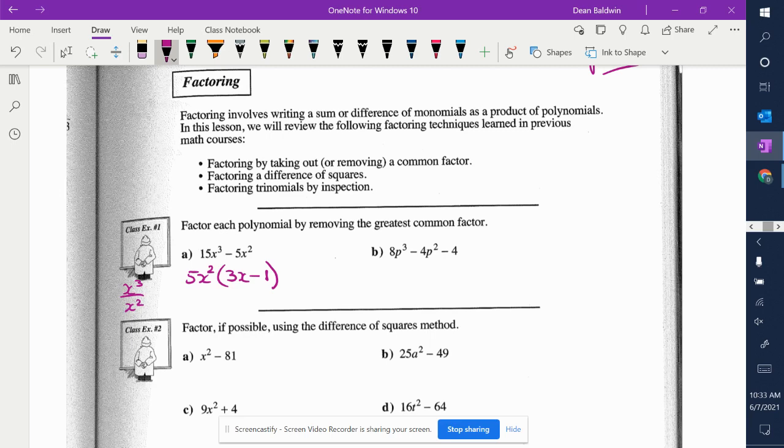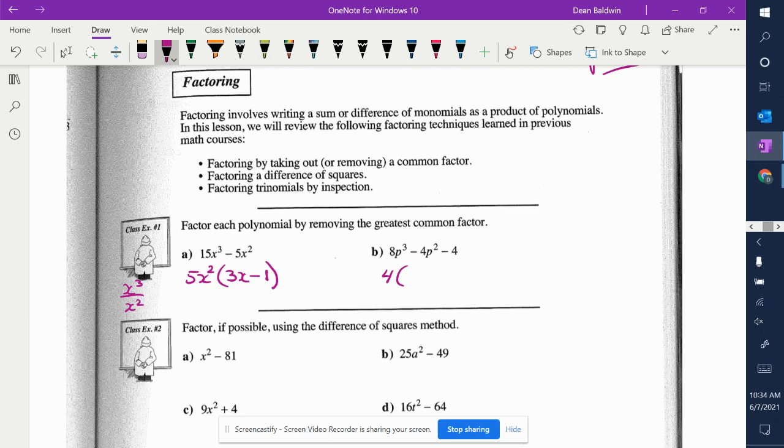Look at the numbers first. What's the common factor of 8, 4, and 4? 4. You take out the largest common factor, I should say, because you could take out a 2, but that's not the largest. You always want to take out the largest you can. So we take out a 4. What about p cubed, p squared, and no p's? Can I take out any p's? No, it has to be in every single one. So I'm just taking out a 4.